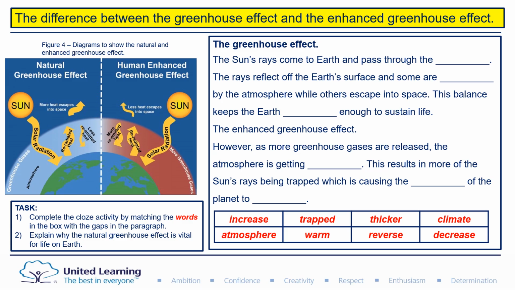Brilliant, really well done, guys. What you should have got is the sun rays come to Earth and pass through the atmosphere. The rays reflect off the Earth's surface and some are trapped by the atmosphere while others escape into space. This balance keeps the Earth warm enough to sustain life. The enhanced greenhouse effect: however, as more greenhouse gases are released, the atmosphere is getting thicker. This results in more of the sun rays being trapped, which is causing the climate of the planet to increase.